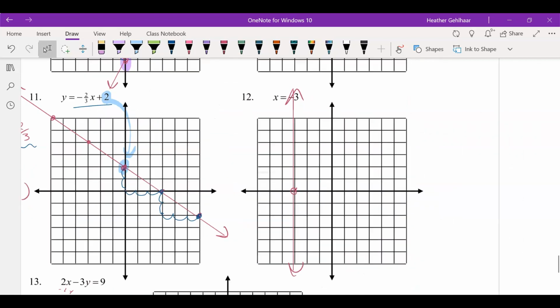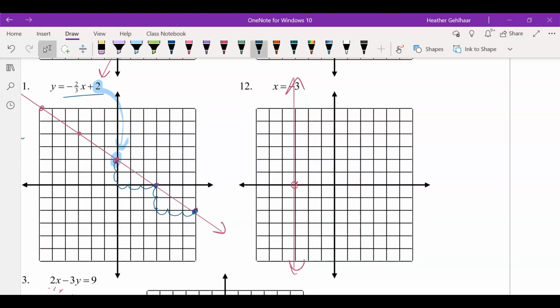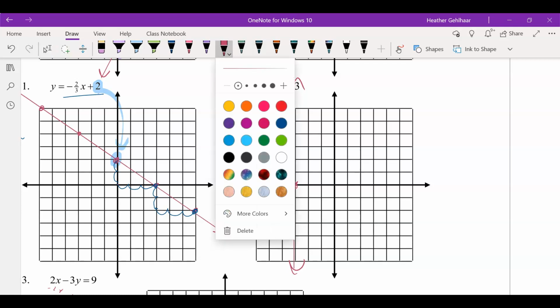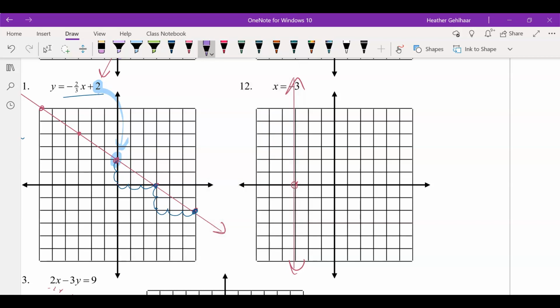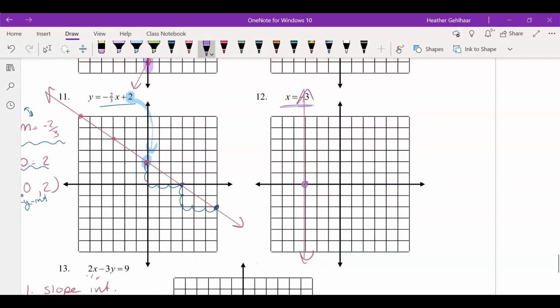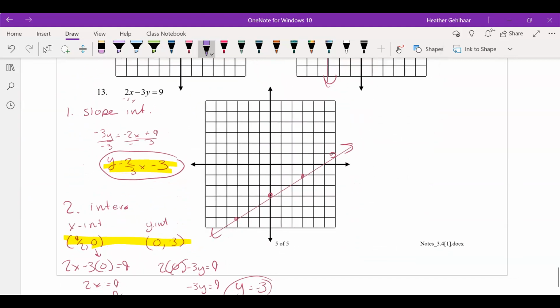The next question here is x equals negative 3. Notice how it's x equals negative 3. Well, we don't have anything else as x equals, right? So your x is going to be negative 3. And at this point, this is where you draw your line, going up and down. When you don't have a y equals something and it's an x equals, just know that the slope is going to be undefined and you'll have a vertical line.